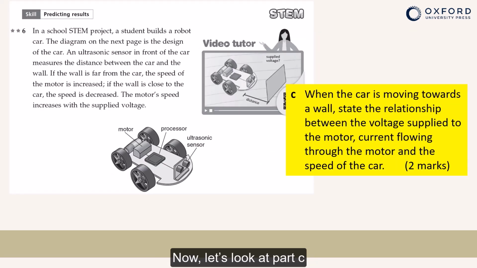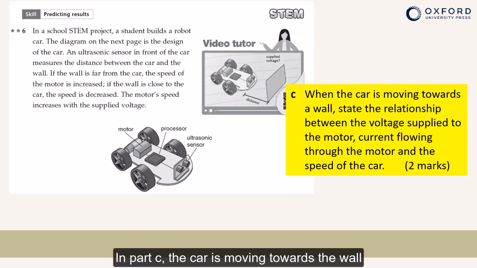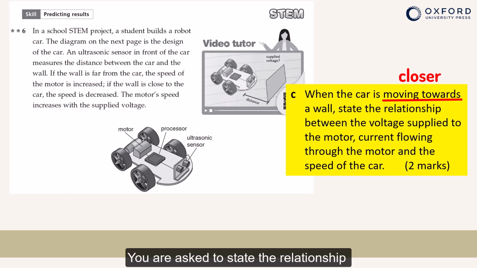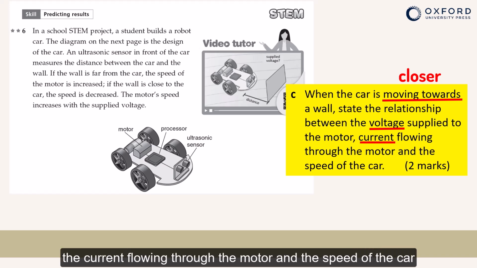Now, let's look at Part C. In Part C, the car is moving towards the wall, that means, it is getting closer to the wall. You are asked to state the relationship between the voltage supplied to the motor, the current flowing through the motor, and the speed of the car.